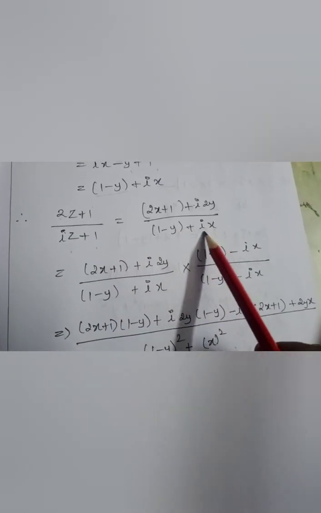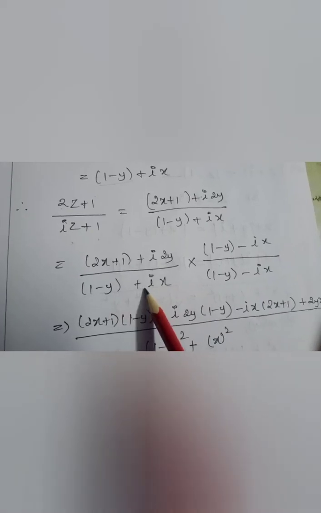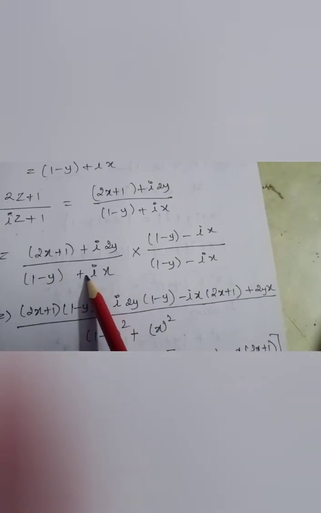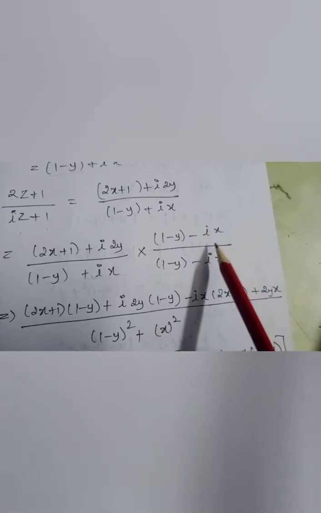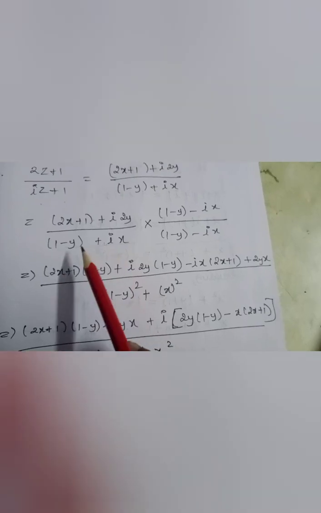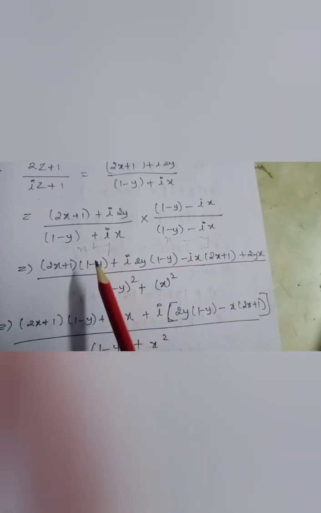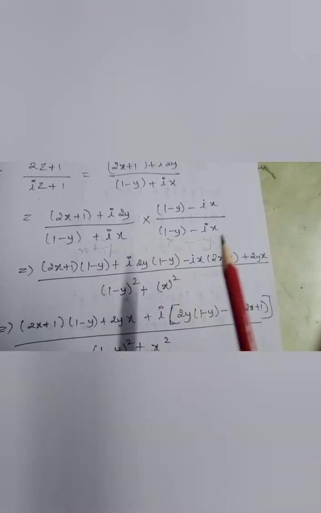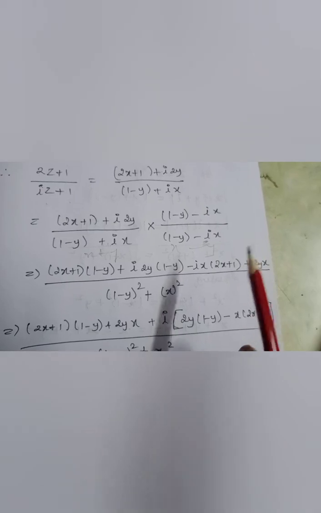So whenever I have a complex number in the denominator, I will multiply and divide by the conjugate. So what is this conjugate? Its conjugate will be 1 minus y minus ix, over 1 minus y minus ix. In the denominator we will use the (x plus y)(x minus y) formula, that is, x square minus y square, that is a square minus b square. But here, since the i is there, you should know about this concept in complex numbers.